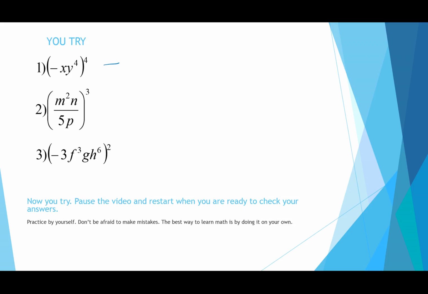Let's see, for number 1, we should be raising -1 to the 4th power, x to the 4th power, and y to the 4th is also being raised to the 4th power. So you should have gotten a +1, x to the 4th, y to the 16th. And again, remember, it is not necessary to write the 1. You will not see that written.